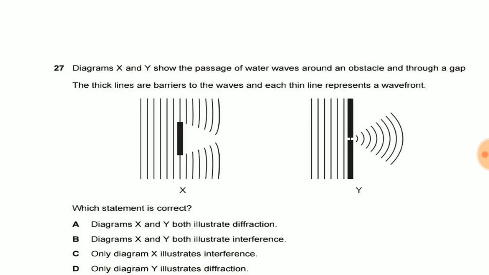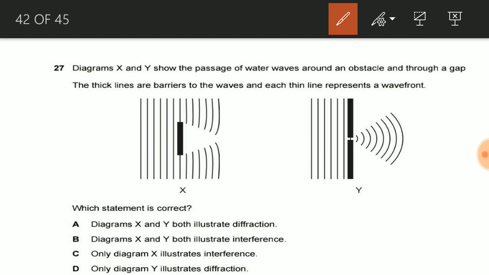Now let us move to question number 27. This is an obstacle and this is also an obstacle. If the size of the obstacle is very small, the diffraction will be more. This is also diffraction, but this is less diffraction, not diffracted that much because of the size of the obstacle. If the size of the obstacle is comparable to the wavelength, then the diffraction will be more. So option choice A is the correct answer. Diagrams X and Y both illustrate diffraction, but diffraction is more in Y.